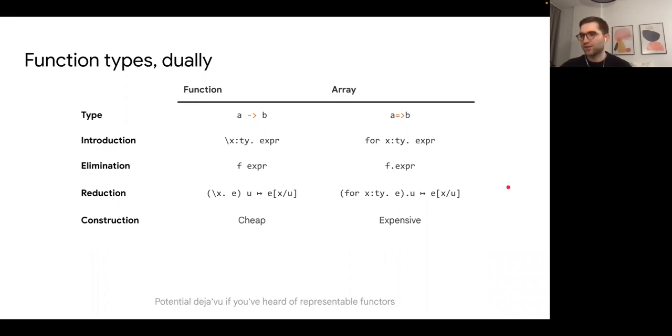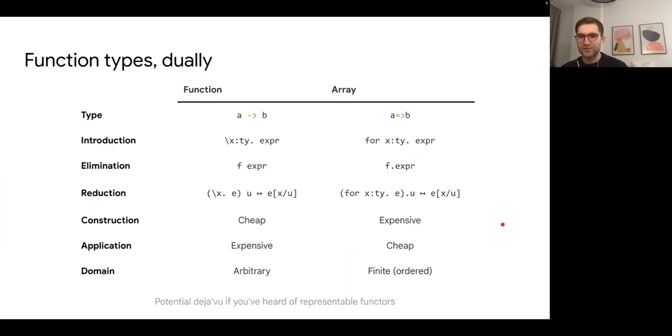There are some differences, though, in how their performance looks, right? For functions, construction is cheap. Usually, if your runtime supports first-class functions as values, it's perhaps just a single heap allocation. For arrays, it's actually expensive because the expectation is that you will evaluate this expression eagerly at the full domain of this type. Dually, the application is expensive for functions because you actually have to run the body, but for arrays, it's fairly cheap because we've already pre-computed it. You just look it up in memory, and the result is just waiting for you there.